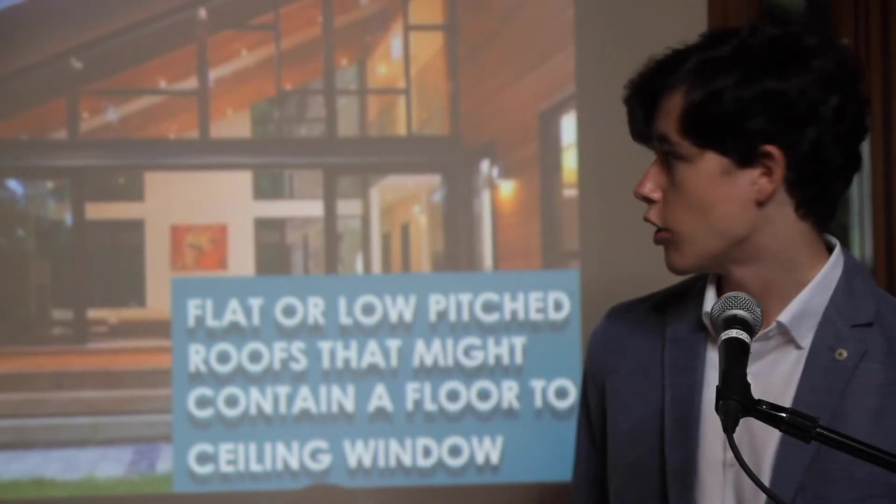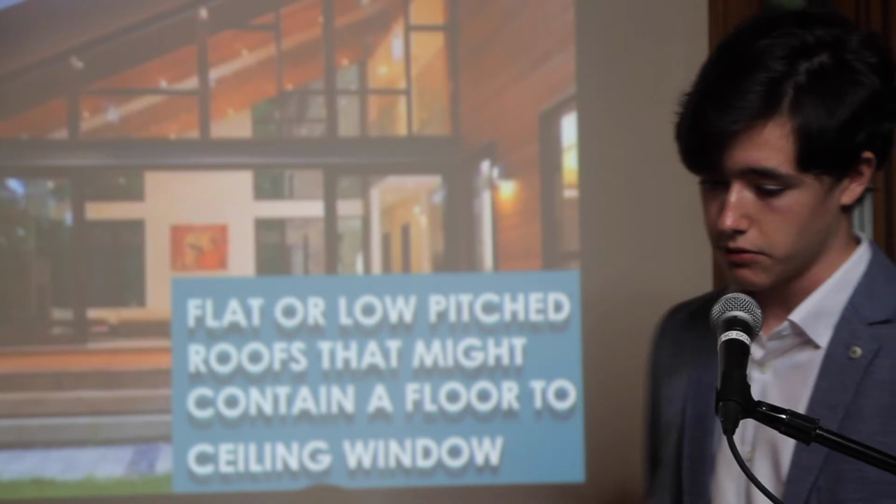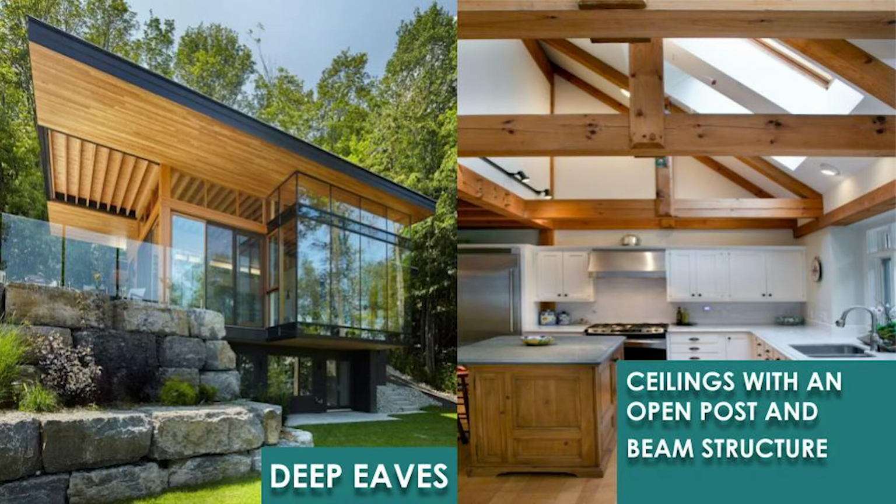West Coast modern homes were modest in scale and budget, and were unfussy homes set at ground level with flat or low pitch roofs that might contain a floor-to-ceiling window, or clerestory, which is a high section of wall that contains a window above eye level. The purpose is to emit light, fresh air, or both. They have deep eaves and often a ceiling with an exposed post and beam structure.